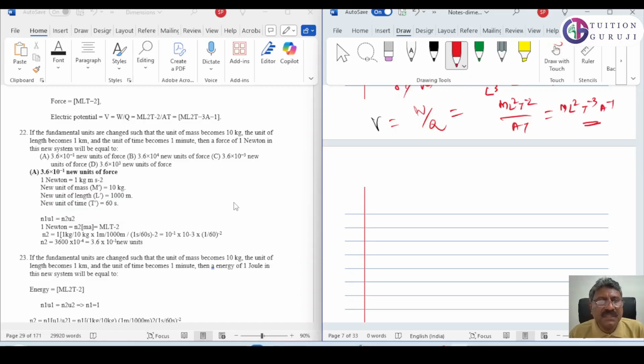Next question. The fundamental units are changed such that the unit of mass becomes 10 kg, the unit of length becomes 1 kilometer, and the unit of time becomes 1 minute. Then the force of 1 Newton in this new system will be equal to how much?